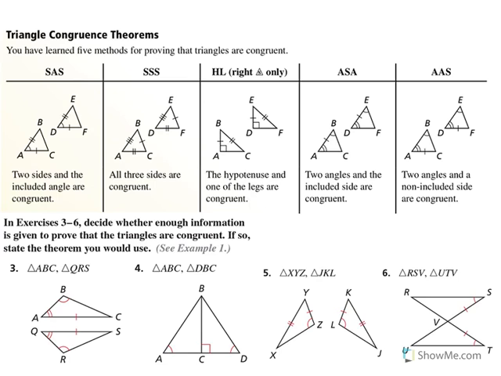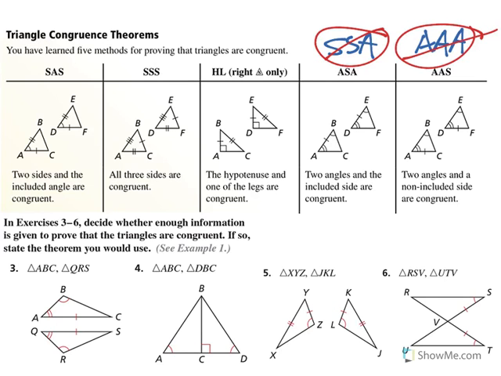So here we just have this summary of all the information. These are the triangle congruence theorems we've gone over. We have 5 of them. We have SAS, SSS, HL, ASA, and AAS. We do not have SSA. This one does not work. And we also do not have AAA. No SSA and no AAA.